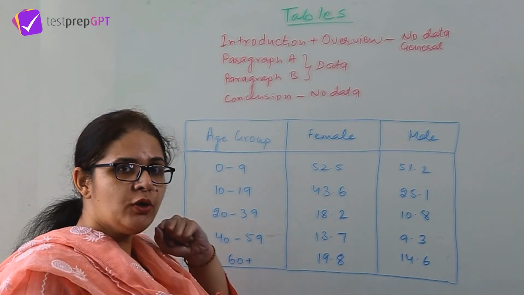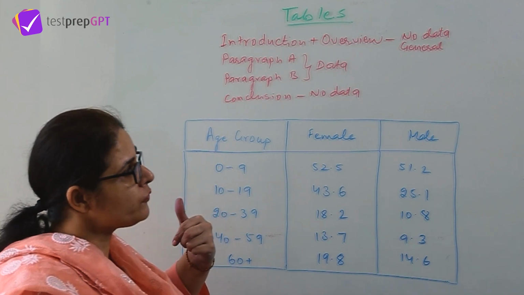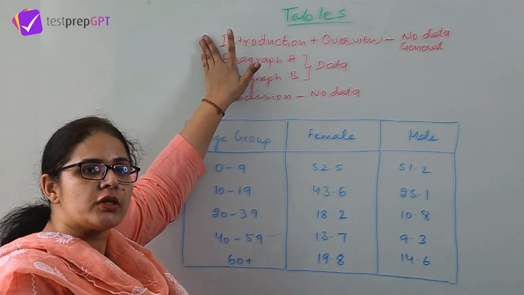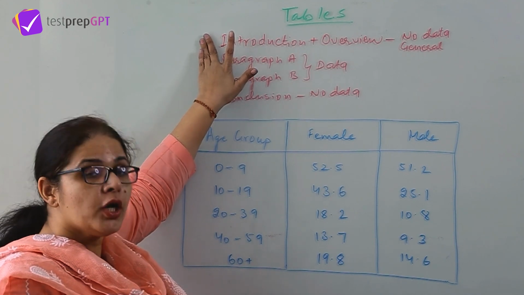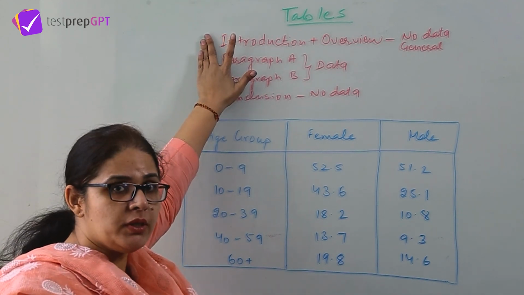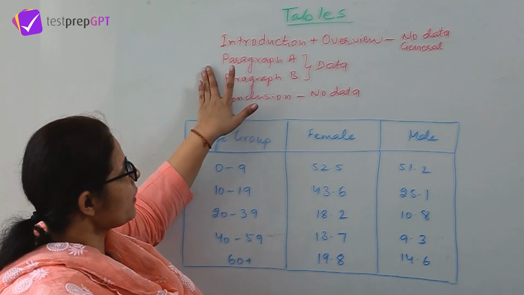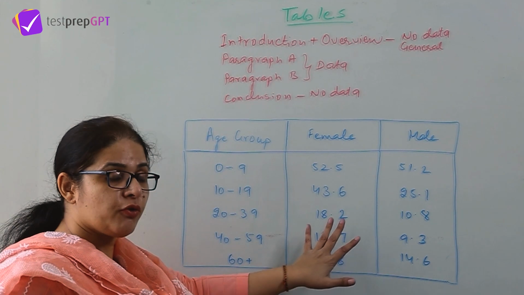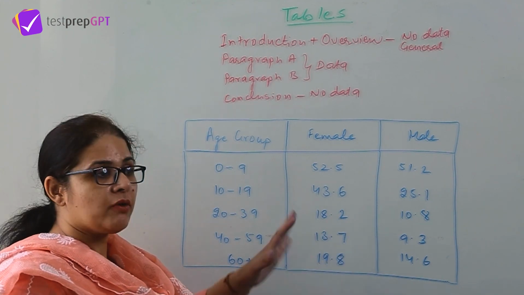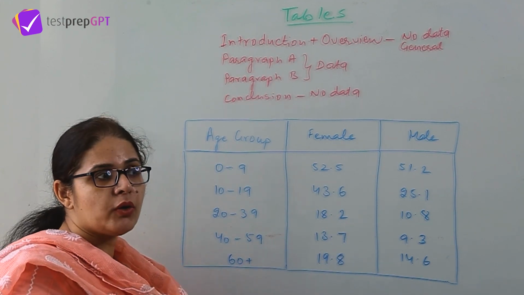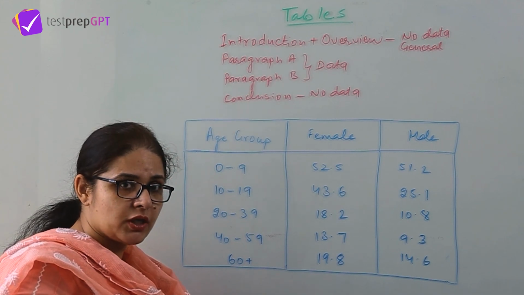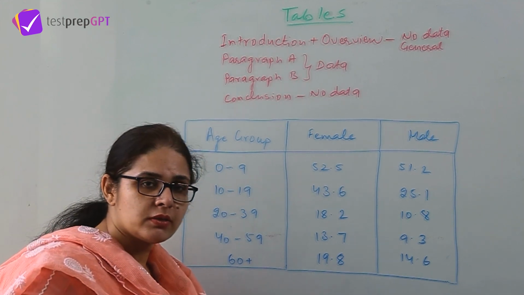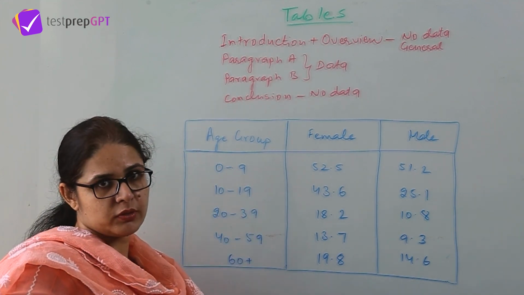Okay, so now we'll look at the structure of the report. The structure of the report, as I already mentioned, will have 4 paragraphs where you mention the introduction and the overview in the first paragraph. You can also talk about the units of measurement, which is percentage in this case. Then there will be paragraph A and paragraph B, which will explain the data, the figures given in this table. And we'll make various comparisons and we'll write about certain main features of the table. Finally, there will be a conclusion, which is almost a summary of the whole report.